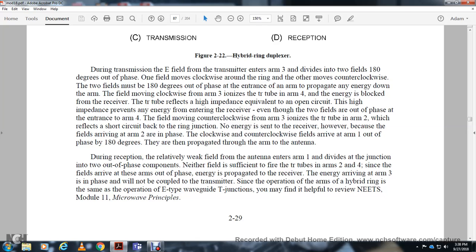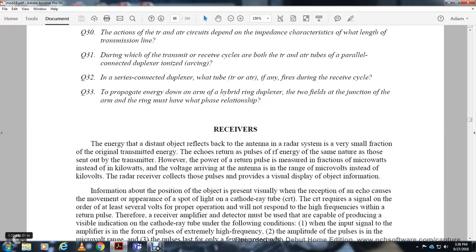We've got T junctions. You will find this helpful in Module 11, Microwave Principles. Alright, receivers.